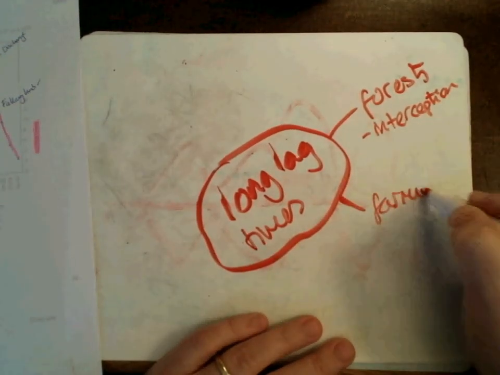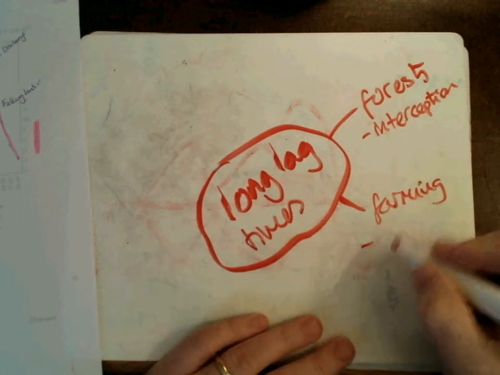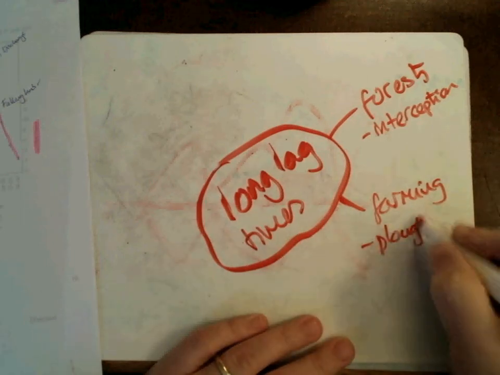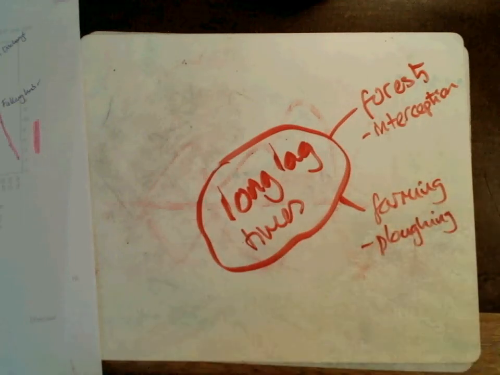Farming. Specifically, ploughing. Where you plough fields, you increase the pore space within the soil. That means the gaps within the soil, and the soil is more capable of absorbing water.